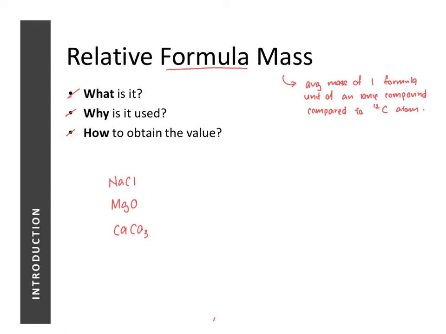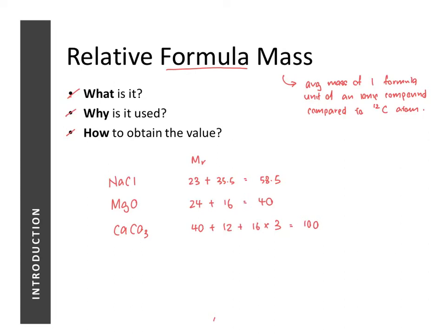So how do we get the relative formula mass? You will see on the next page as well that relative formula mass has the same units as relative molecular mass. For sodium chloride, it is 23 plus 35.5, so it is 58.5. Magnesium is 24, oxygen is 16, so we have a mass of 40. For calcium carbonate, calcium has a mass of 40, carbon has a mass of 12, and oxygen has a mass of 16, so you add up to 100.